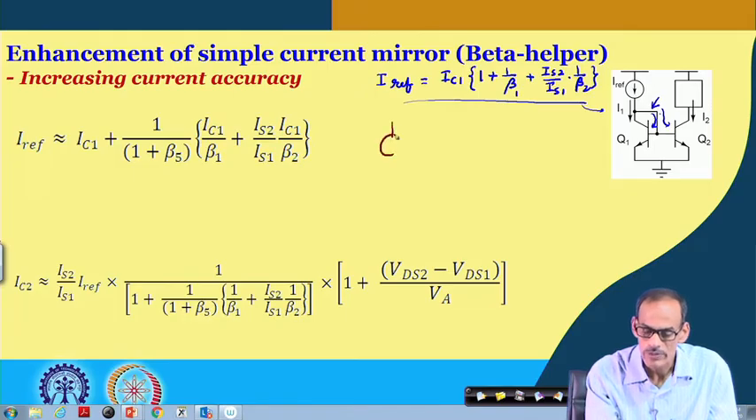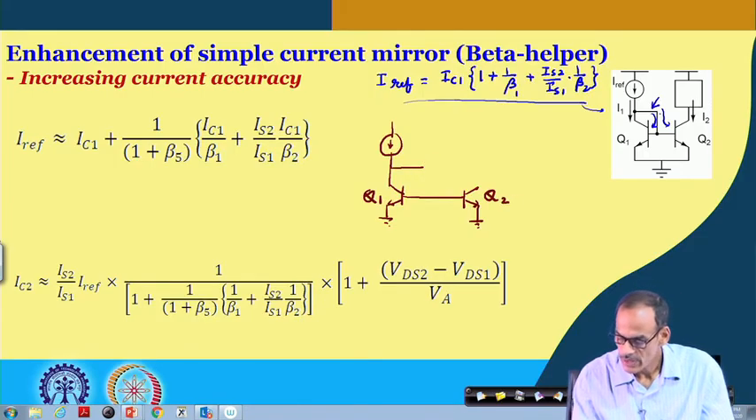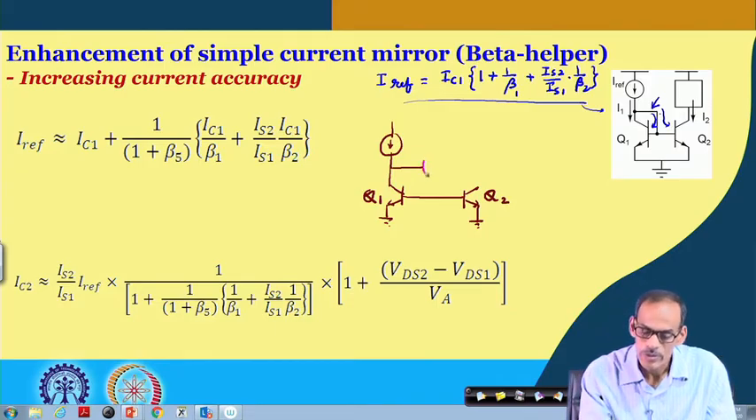We do have the reference current, then we do have the lower one, Q1, and also Q2, similar to the previous case, Q1 and Q2. But in addition to that, we do have one extra transistor, which is increasing this current here.